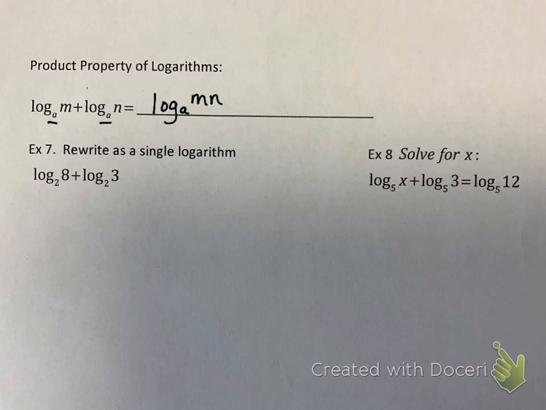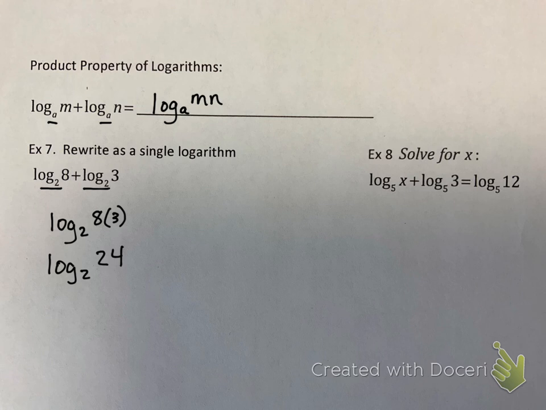So let's look at example 7. I'm going to rewrite this as just one log. So I have the same bases and they're adding. So I'm going to rewrite this log base 2, and it's going to be 8 times 3. So I just multiply those two. So I can simplify this log base 2 of 24.